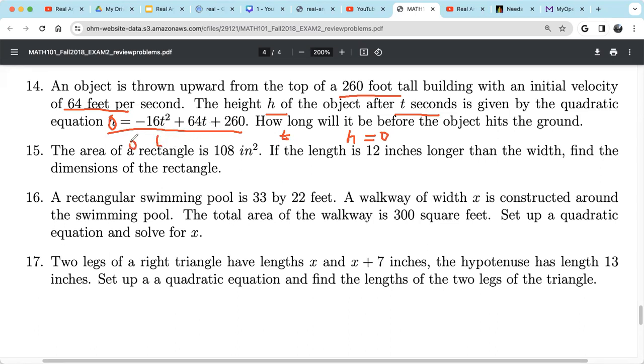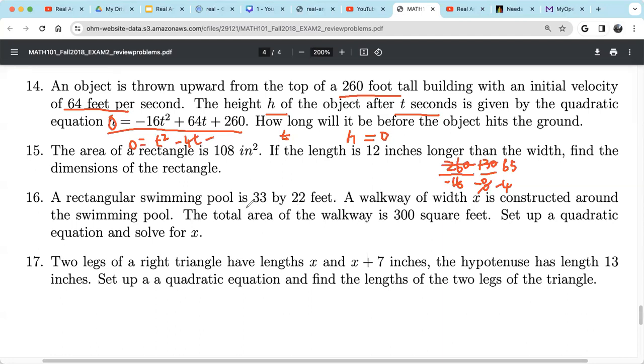So if we do that, we'll get 0 equals t squared minus 4t, because 64 divided by negative 16 is negative 4, so negative 4t. Now minus 260. Let's do 260 divided by negative 16. We know it's negative. First, let's divide by 2. We get 130 and negative 8. Then we divide by 2 again, we get 65 and negative 4. Okay, cannot be divided evenly.